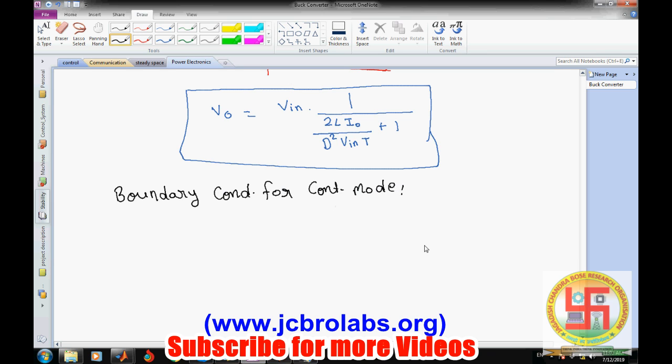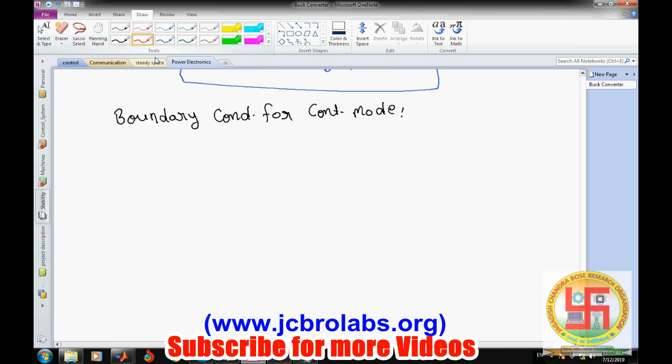So the boundary condition for continuous mode is decided by the formula D equals 1 minus 2L by RT. That means this is the minimum value of duty cycle which is required to operate this converter in continuous mode, so this duty cycle must be greater than 1 minus 2L by RT. This value depends on the specific R and specific L.